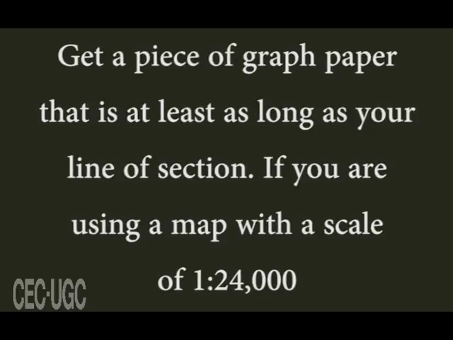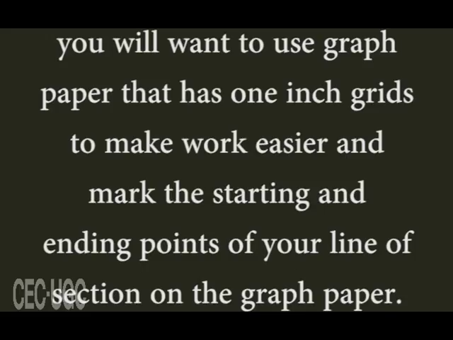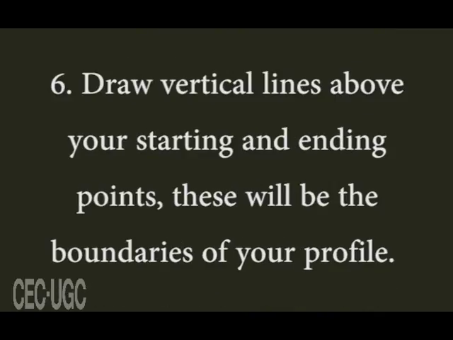Get a piece of graph paper that is at least as long as your line of section. If you are using a map with a scale of 1:24,000, you will want to use graph paper that has 1-inch grids to make work easier, and mark the starting and ending points of your line of section on the graph paper. Draw vertical lines above your starting and ending points. These will be the boundaries of your profile.